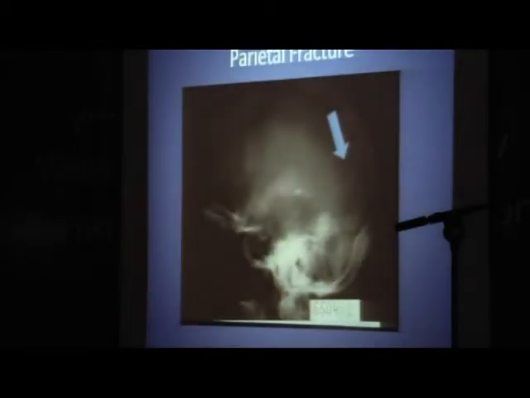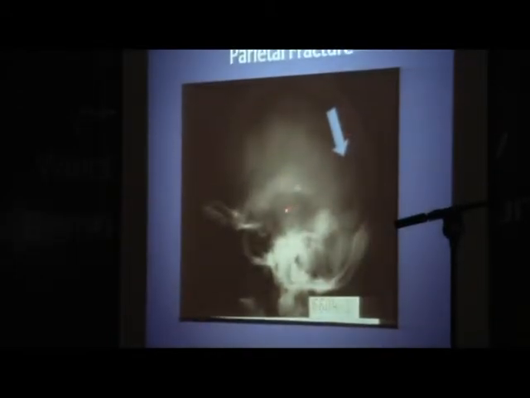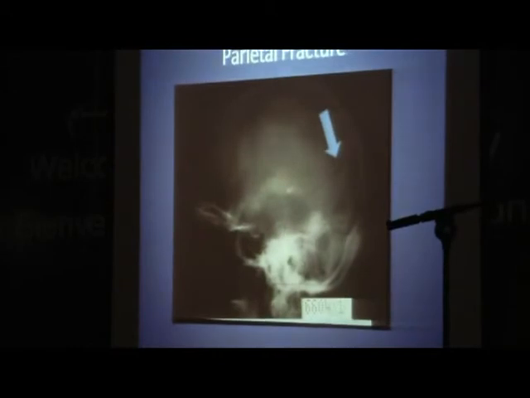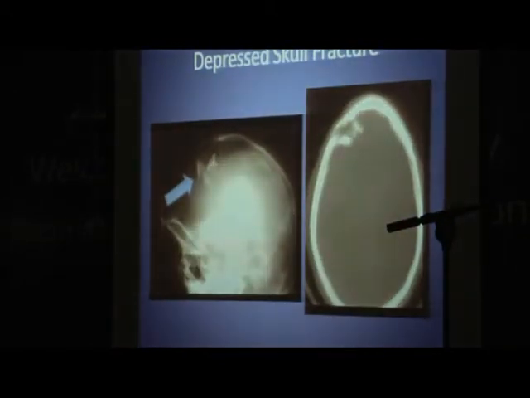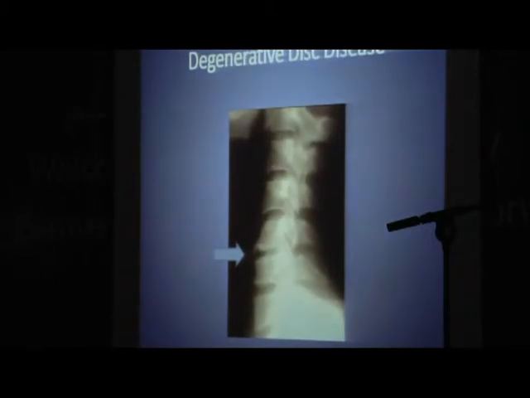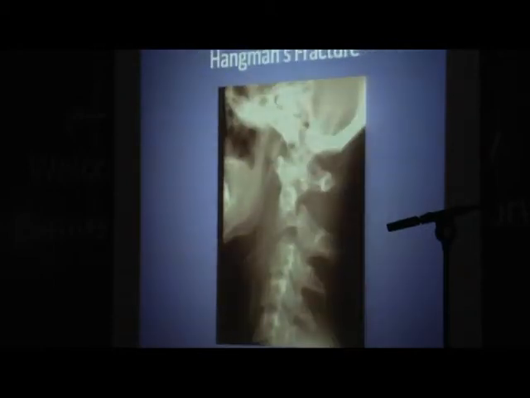This is a gunshot wound to the head. The bullet pretty much took the top of his calvarium off. This is a parietal fracture. So again, a long time ago, this is all we had. As radiologists, this is all we can work with, the X-rays. Now with the CT scan, we can see if there's a fracture, if there's a depressed skull fracture. On X-ray, just some degenerative disc disease.